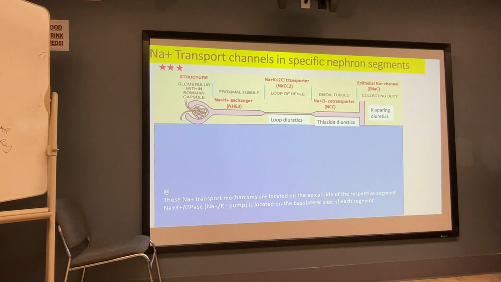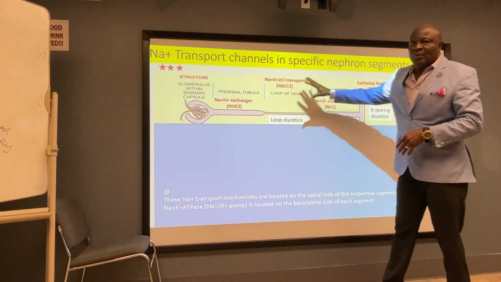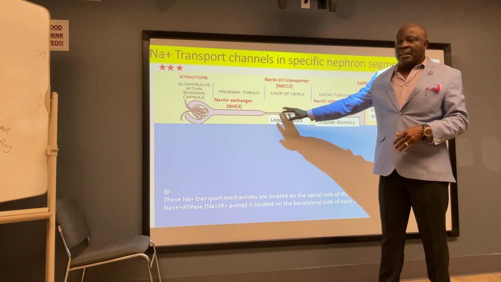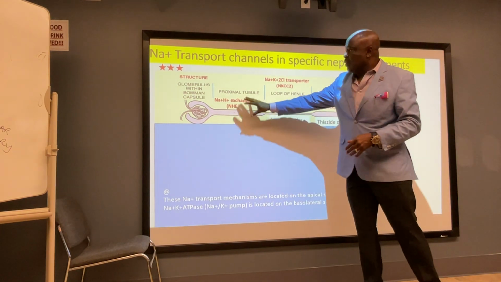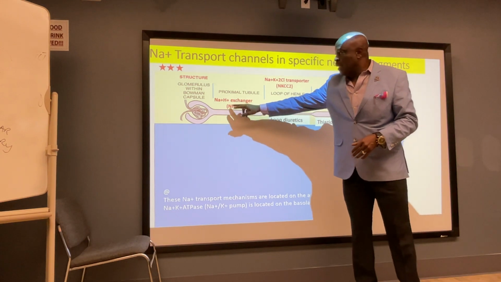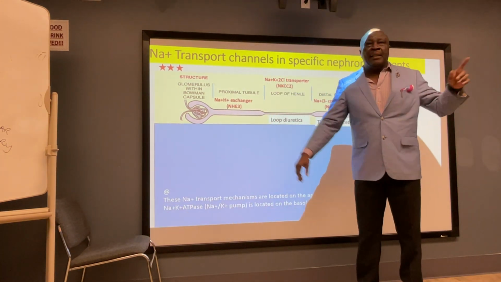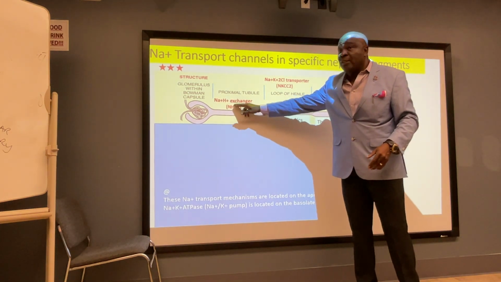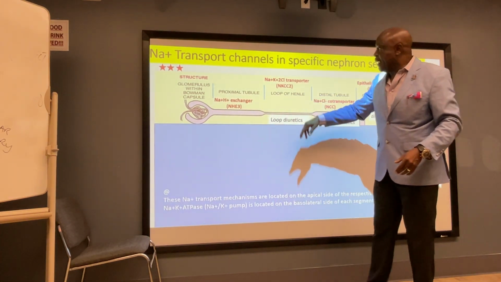And talking about sodium transport in specific nephron segments, I've always asked a question on this one. I will ask you a question on this slide. You need to know that in the proximal tubule you have the NHE3. We just talked about the NHE3 in the previous slide with carbonic anhydrase inhibitors. That's the sodium hydrogen exchanger. It's here.